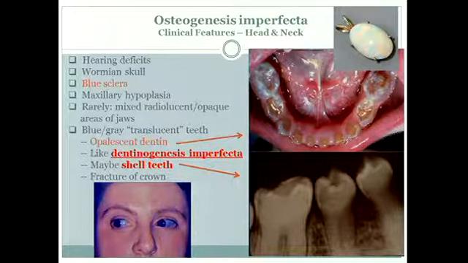When you think about bones not being formed well, in these patients, they'll actually have a malformed maxilla, so hypoplastic maxilla, so maybe a more retruded maxillary appearance, more mixed radiolucent and radiopaque appearance in the jaw sometimes, and then those gray teeth.